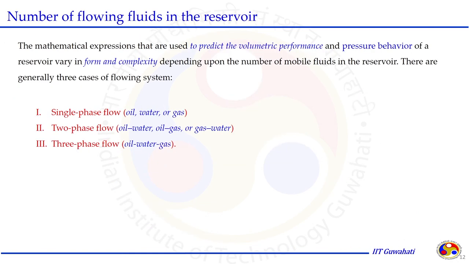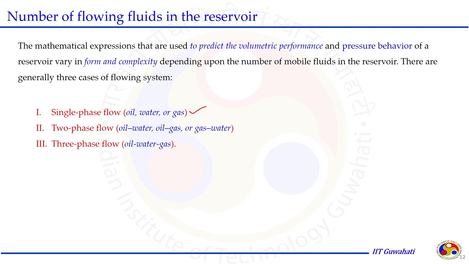The fourth important aspect of reservoir fluid production is the number of flowing fluids present in the reservoir. In general, most of the reservoirs have oil, gas and water. But as I mentioned, based on the GOR, we can classify the reservoir as having predominantly only gas or only oil, that we can classify as the gas well or the oil well respectively. So, the form and the complexity of the problem increases as the number of fluids in the system increases.